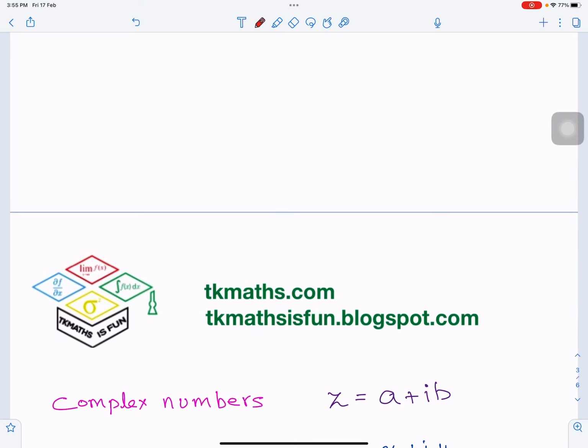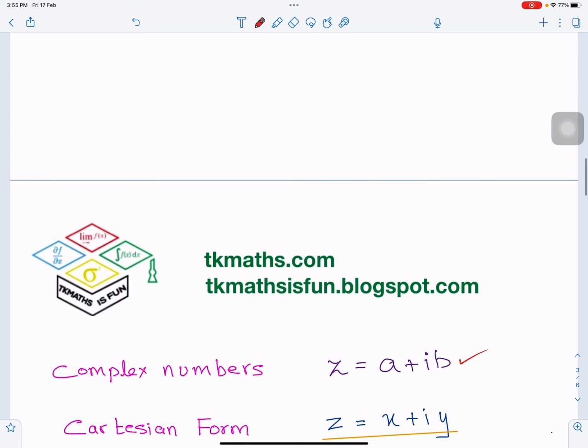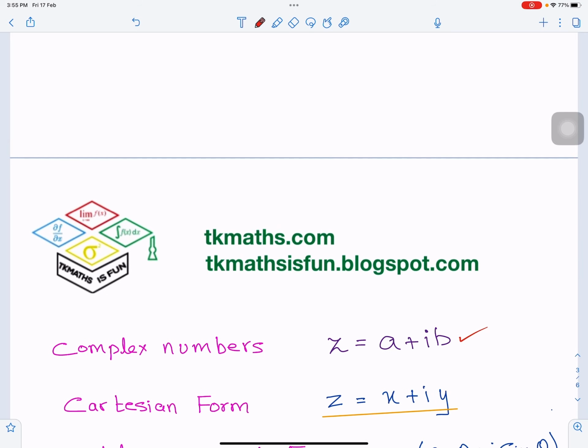In today's video, we will see three forms of complex number and how to change one form into the other form. So all of us know that a complex number is written as z equals a plus iota b, right? Which is written here. Now this form is called Cartesian form.